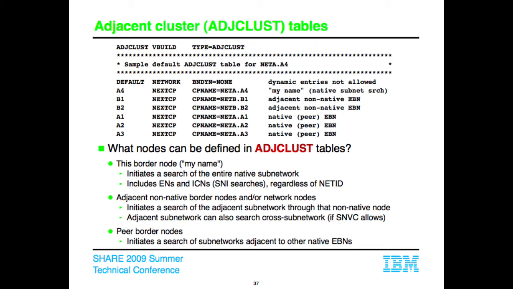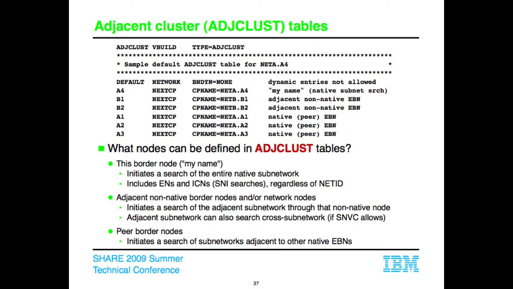So this gives you an example of the kinds of nodes that you're allowed to put in an adjacent cluster table. The first entry, and by the way, we're coding this sample adjacent cluster table for the node net-a.a4 in that big picture that I was showing, which was the lower right corner of the net-a network. Right? So what nodes can you put inside the adjacent cluster table? The first one you see inside here is my name. In other words, A4's name is in the net A or the default table.